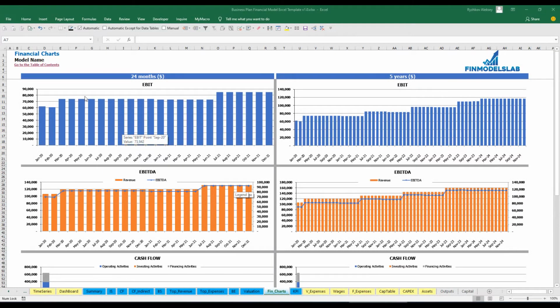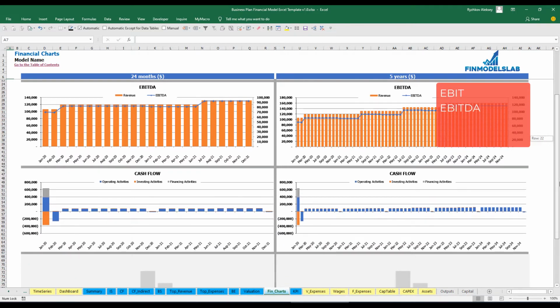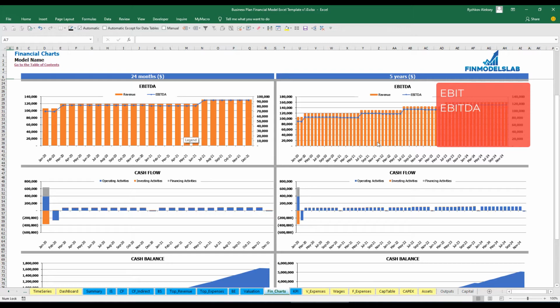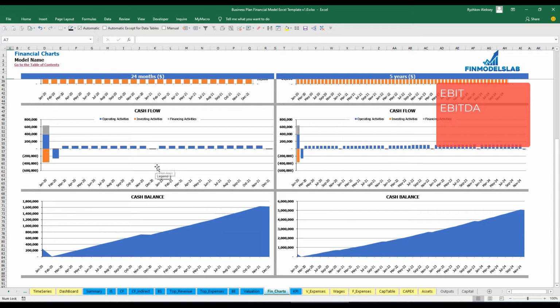On the Financial Charts tab, you may see 2 sets of charts, which is 24 months by month and 5 years by month. On the first set of charts, you may see the EBIT amount. On the next set of charts, you may see the EBITDA and the revenue by months for 2 years and 5 years. The next set of charts will show you the cash flow, which is broken down by operating activities, investing activities, and financing activities. And on the last set of charts, you can see the cash balance, also broken down by months for 2 years and for the 5 years.